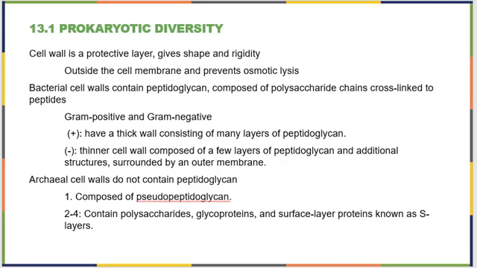Gram-positive cell walls have really thick layers of the peptidoglycan, while those that are gram-negative have few layers of it, but they have additional structures that help to build up their cell walls, and they tend to also be surrounded by another outer membrane. Archaeal cell walls don't have any of this peptidoglycan.